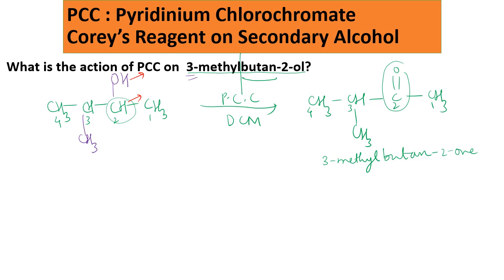So this is how you get the oxidation of a secondary alcohol into the corresponding ketone with the help of pyridinium chlorochromate, Corey's reagent. So far we have seen two oxidizing agents. The first one was acidified K2Cr2O7, and the second one is Corey's reagent right now on the slide, that is PCC.